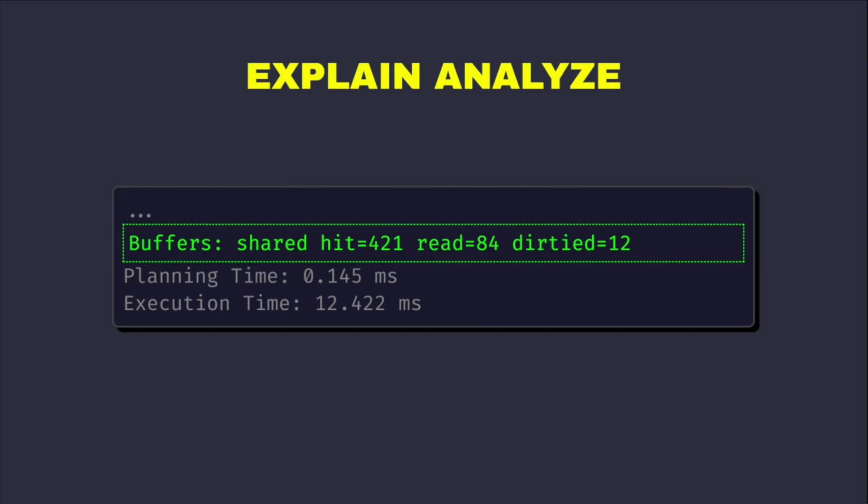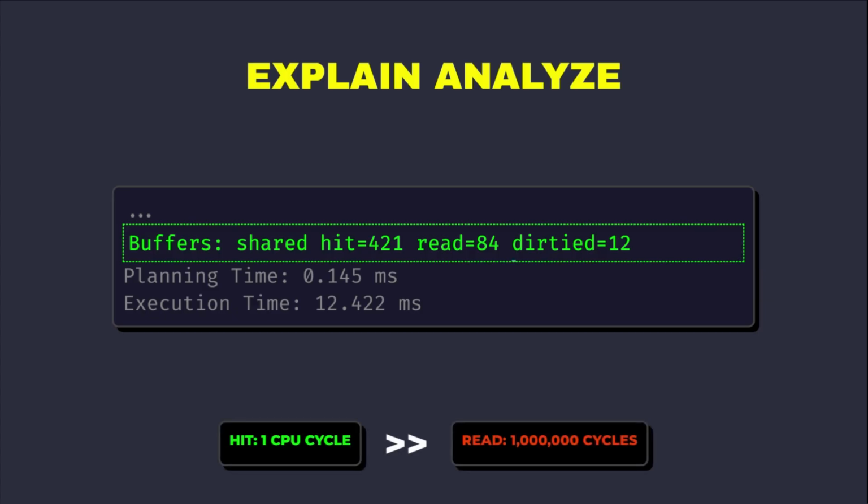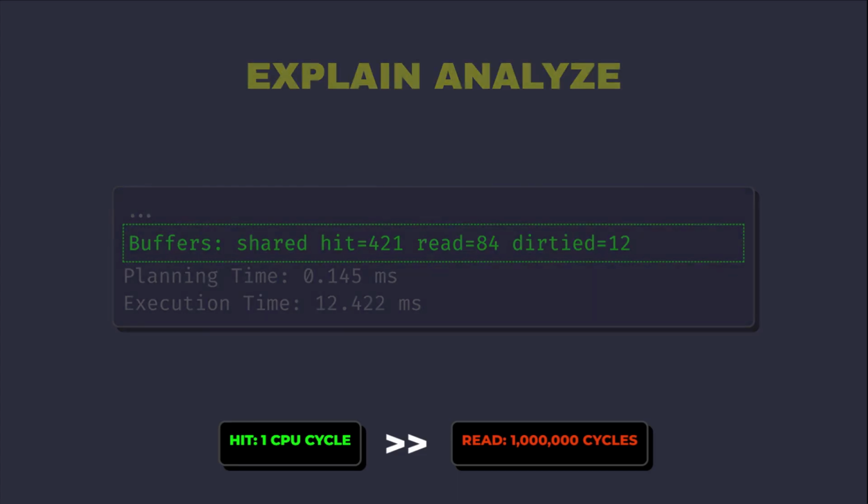The buffers section in PostgreSQL's Explain Analyze provides this quantification. It details exactly how many blocks were retrieved from shared memory versus how many required physical disk reads. A single block read from disk can cost thousands of CPU cycles compared to a cache hit. This section is the definitive metric for identifying input-output bound queries before you even look at the plan notes.